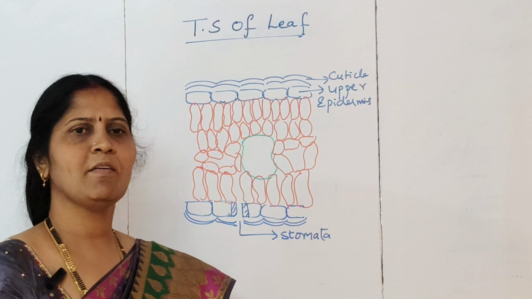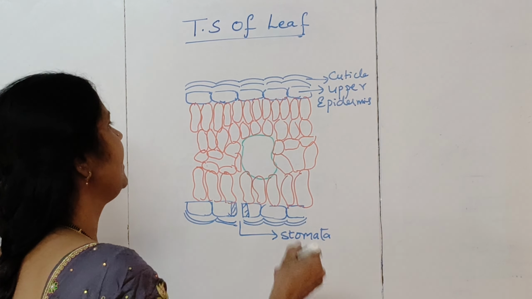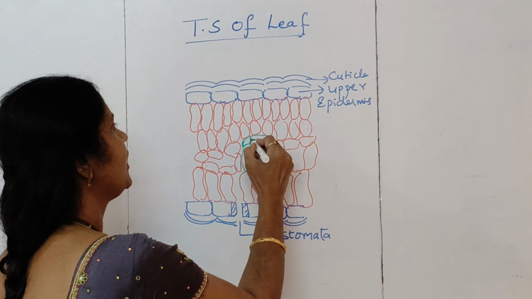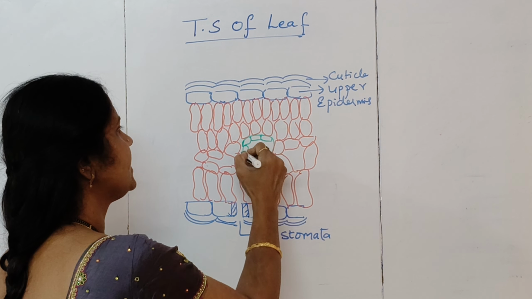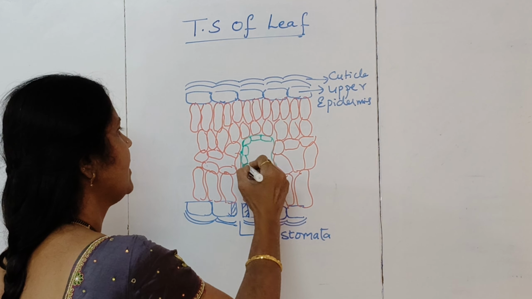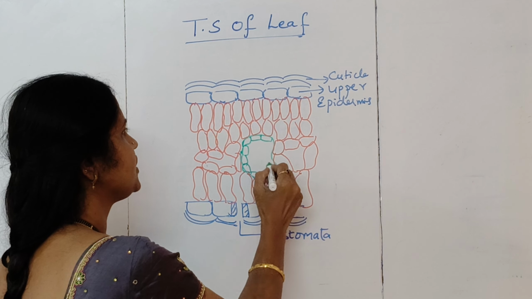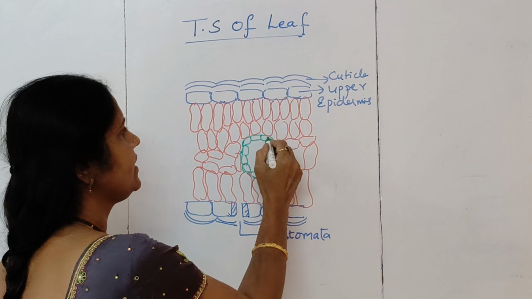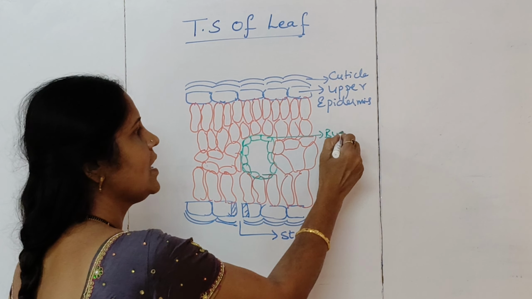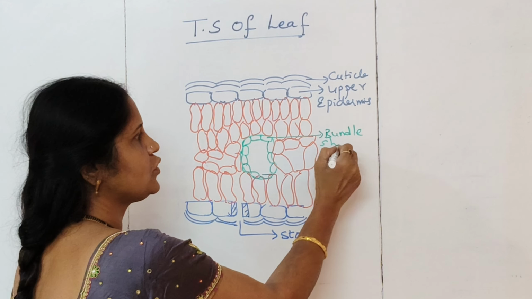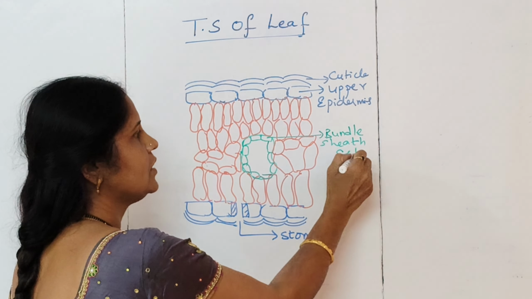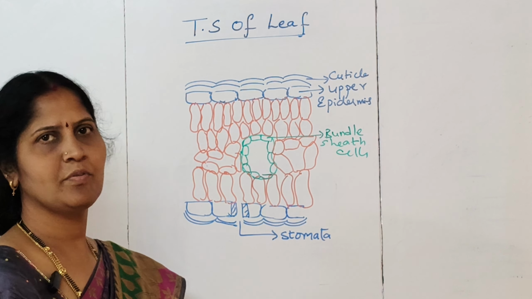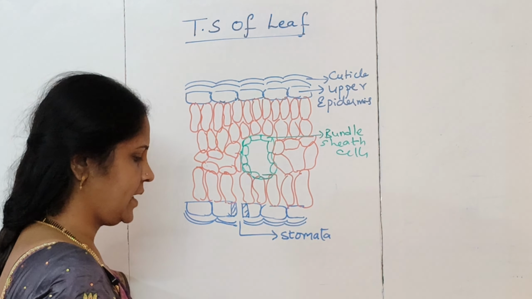Then whatever place we have left in the middle, that part we will fill. So first we will draw what are called the bundle sheath cells, which will be present around like this. So you can just cover the area like that with the bundle sheath cells. These are called the bundle sheath cells. So you can refer to the video wherein I have described about the TS of leaf. So there you can see these are the bundle sheath cells.